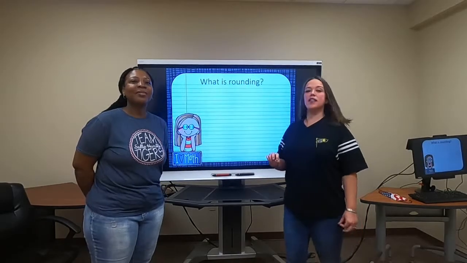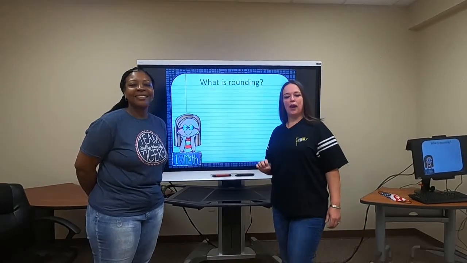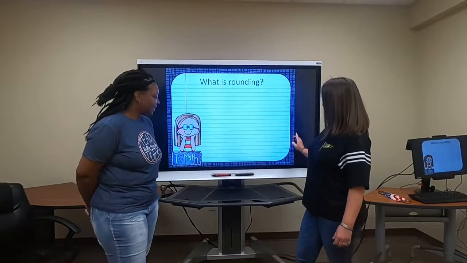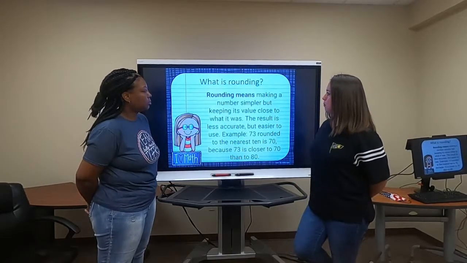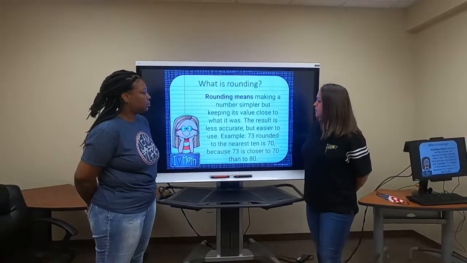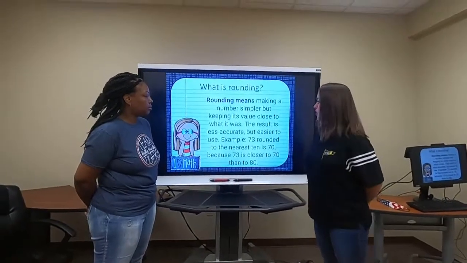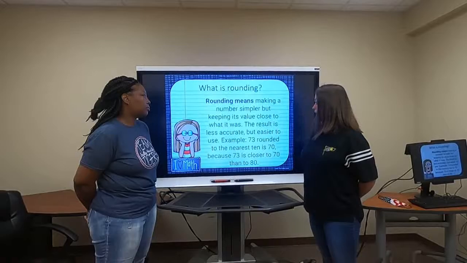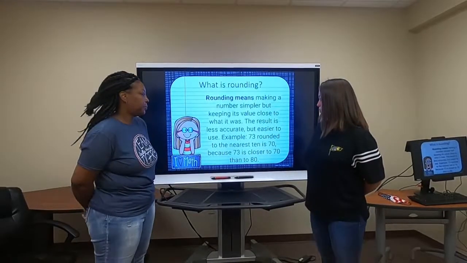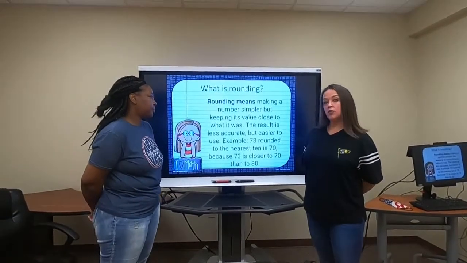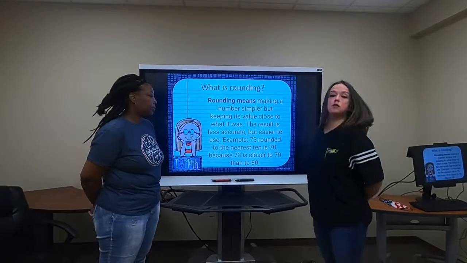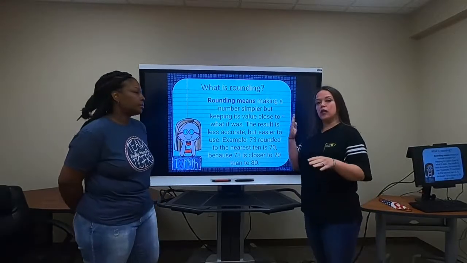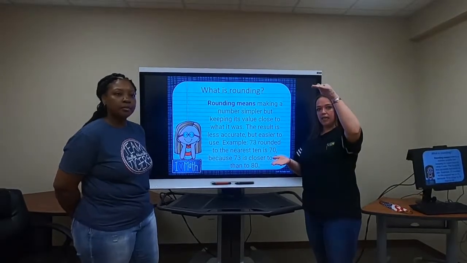So let's start with reviewing what is rounding. Rounding means making a number simpler, but keeping its value close to what it was. The result is less accurate, but it is easier to use. For example, 73 rounded to the nearest 10 would be 70, and that is because 73 is actually closer to 70 than it is to 80.